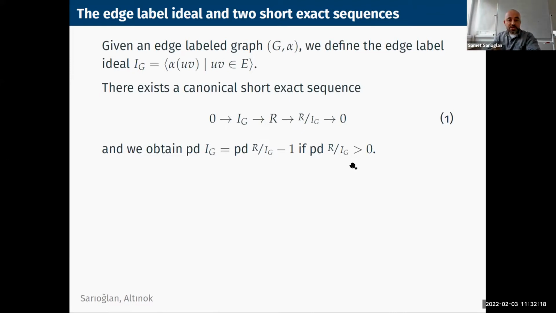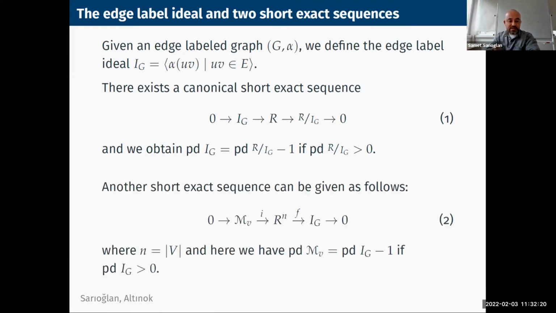We have another short exact sequence like this. Here comes the MV actually. Another short exact sequence can be given as follows. From MV to R^n, where n is the number of vertices of G alpha, and from R^n to IG, which is the edge-label ideal. And here we have that the projective dimension of MV, the submodule, is equal to the projective dimension of IG, the edge-label ideal, minus 1, if the projective dimension of IG is greater than 0.